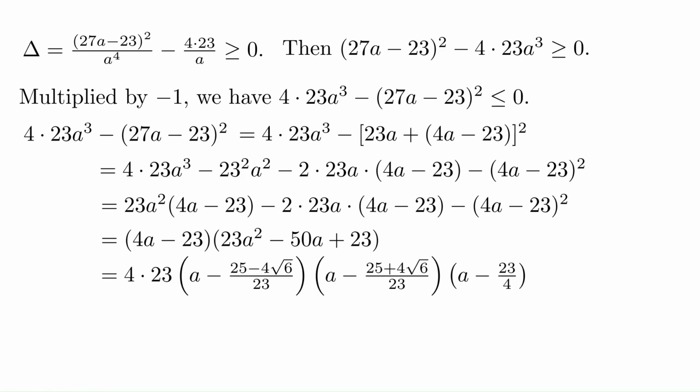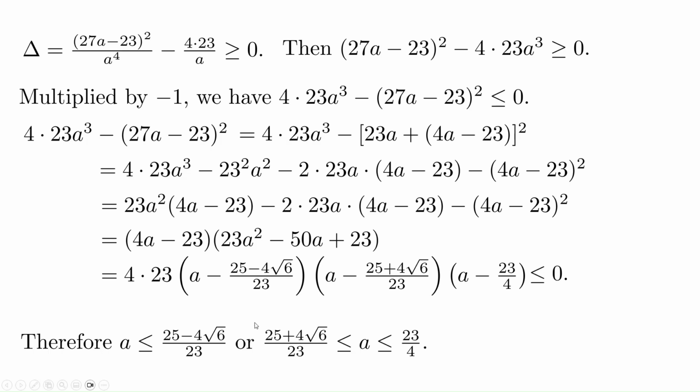We end up with three real roots, one rational and two irrational. They are arranged from the smallest to the largest. For the multiplication to be less than or equal to 0, either all three factors are less than or equal to 0. This is the first case. A is less than or equal to the smallest root.